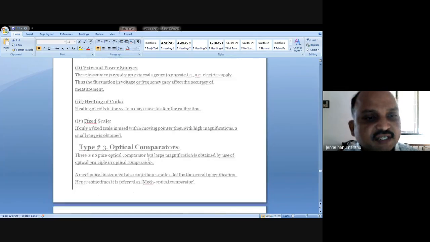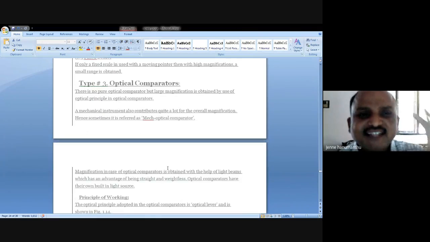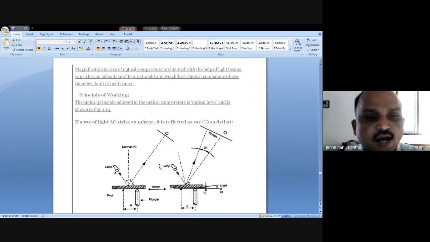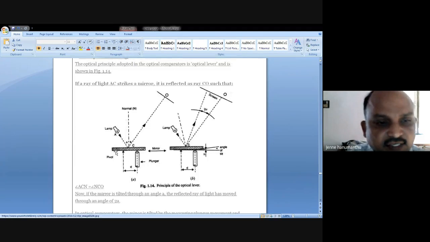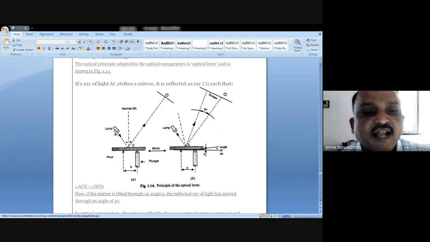the optical comparator. For detecting the surface, we can use light signals. How? See, this is the mirror. The mirror is provided, and it is a plunger. Above the mirror, we are fixing the lamp. And here we have to observe.